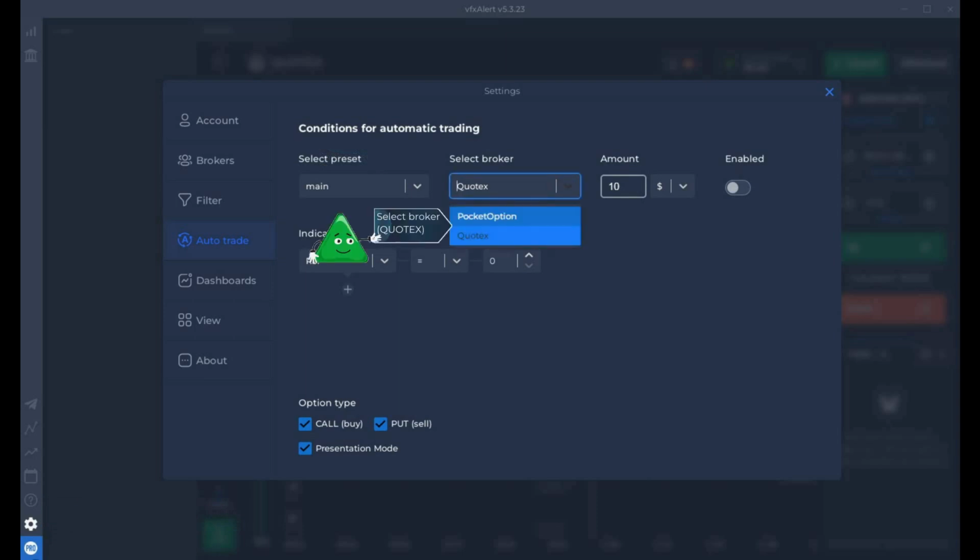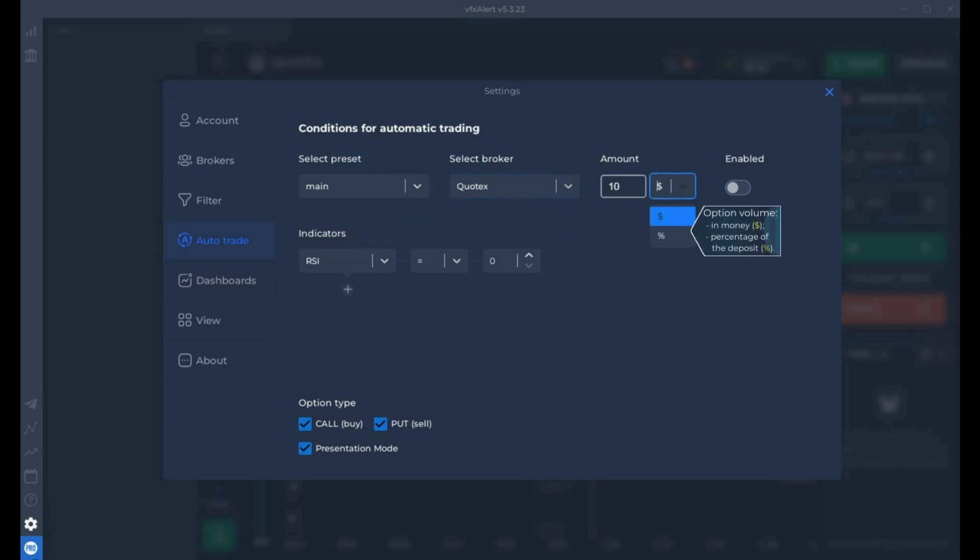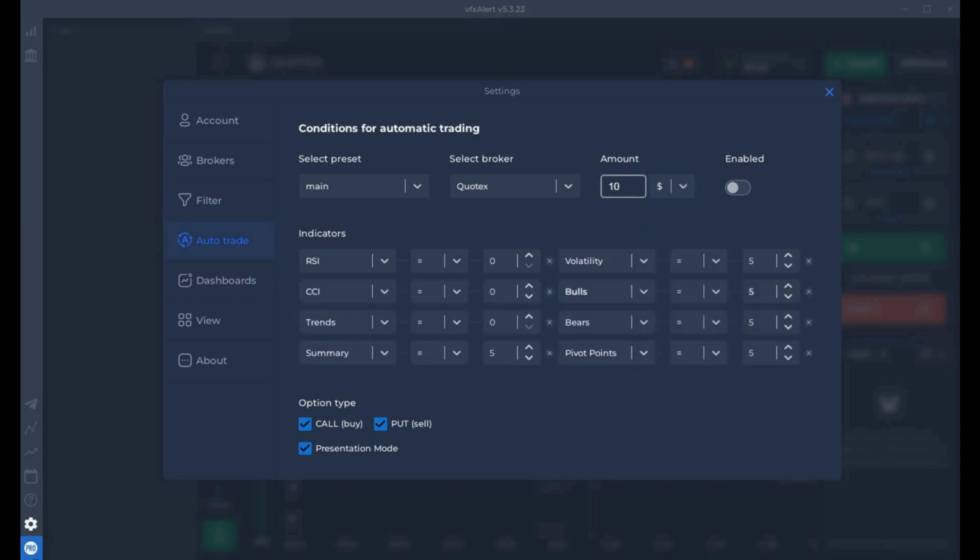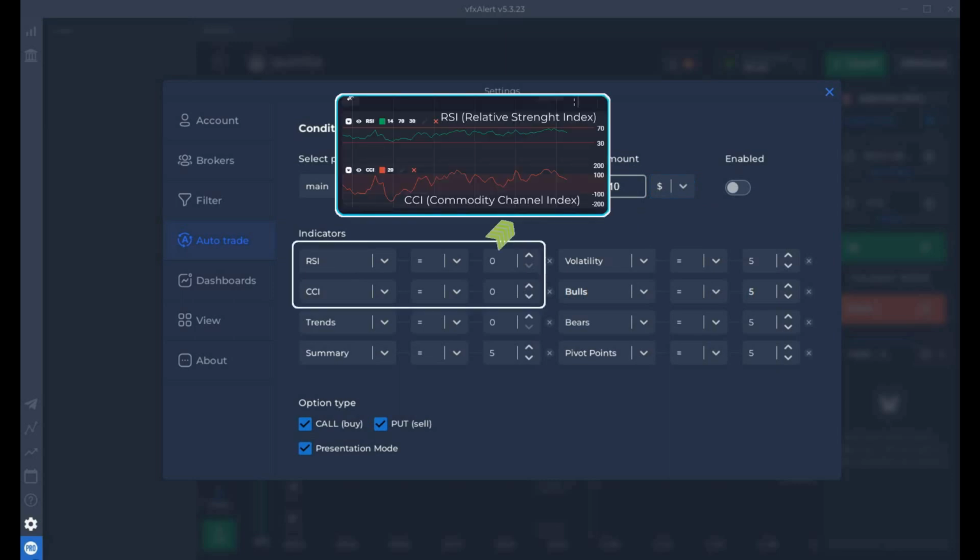We choose a Quotex broker and the option amount, in money or percentage of the deposit. Indicators determine the conditions for opening an automatic option. Two standard technical oscillators are available to the trader.